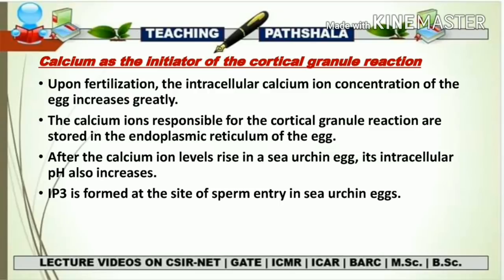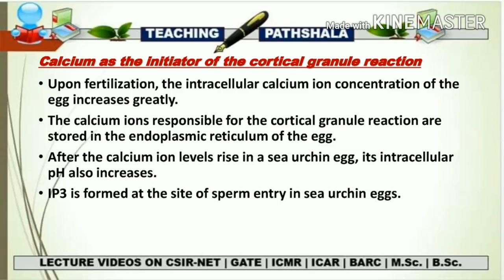So upon fertilization, the intracellular calcium ion concentration of the egg increases to a very great amount. The calcium ions responsible for the cortical granule reaction are stored in the endoplasmic reticulum of the egg. After the calcium ion level rises in the sea urchin egg, its intracellular pH also increases. That means there is an overall basic condition inside the egg. Last step is that IP3 is formed at the site of sperm entry in a sea urchin.